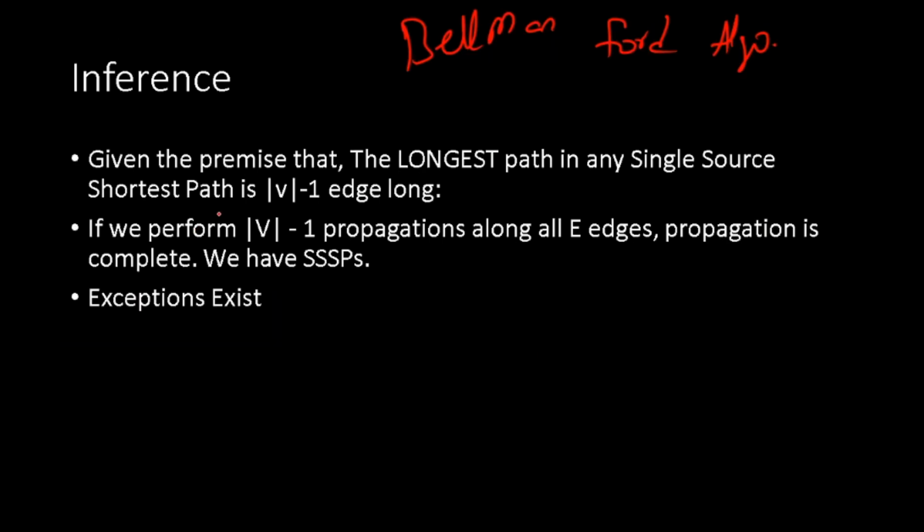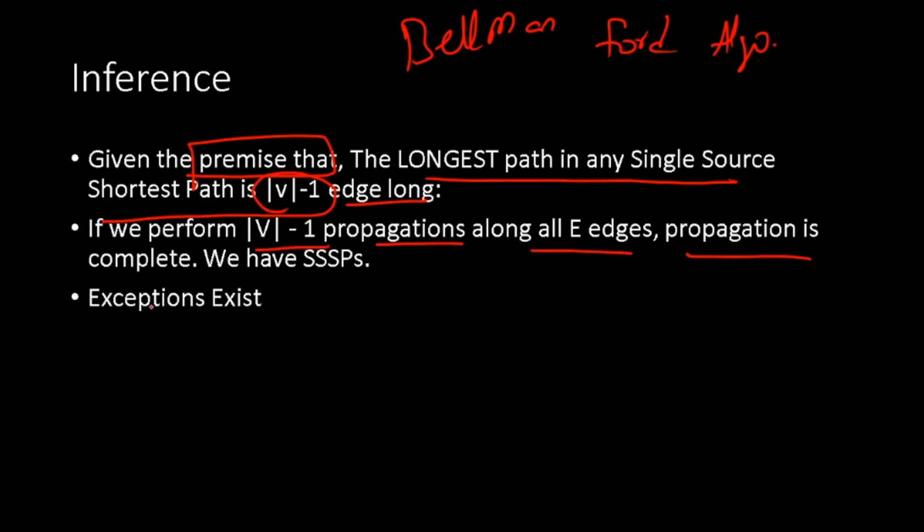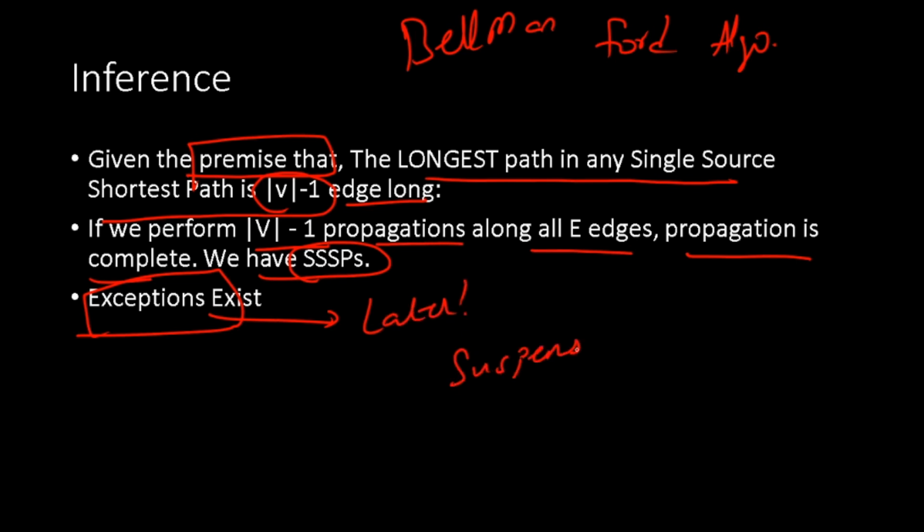Okay. What does the algorithm say? First, given the premise that the longest path in any single source shortest path is n minus 1 edges long, if we perform n minus 1 propagations along all e edges, propagation is complete and we have the single source shortest path. Exceptions exist. What exception? Later. Suspense. Okay. So in other words, I want to reiterate, we perform n minus 1 propagations and we know that we have the answer. Let's give a demo.